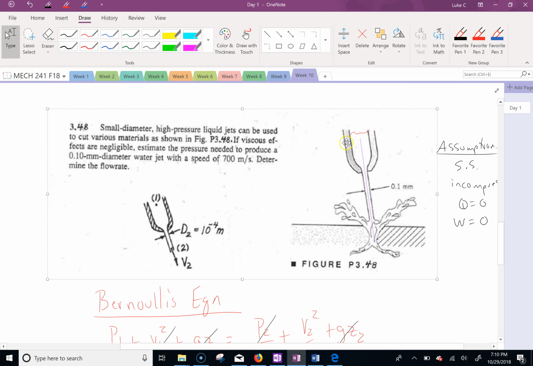And what we're trying to figure out is the pressure needed inside this nozzle. It says if viscous effects are neglected, meaning the water touches the inside surfaces and creates friction, we're going to neglect that. There's also friction created with the water outside in the atmosphere, but we're going to neglect that too. So we want to figure out what the pressure is if we know this jet diameter.